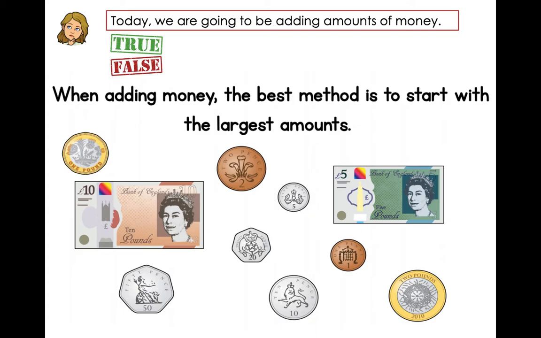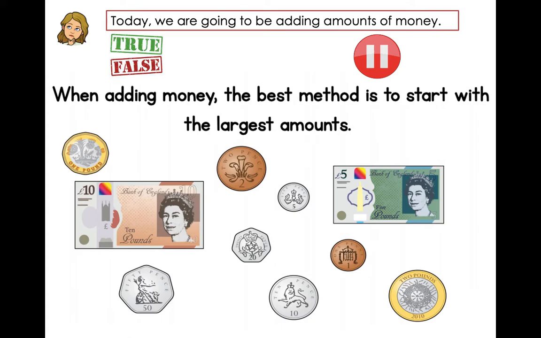So before we start, there is a true or false statement, and I want you to decide if you think it's true or if it's false. When adding money, the best method is to start with the largest amounts. What do you think to that statement? Is it true or false? Pause the video here and have a think about that.